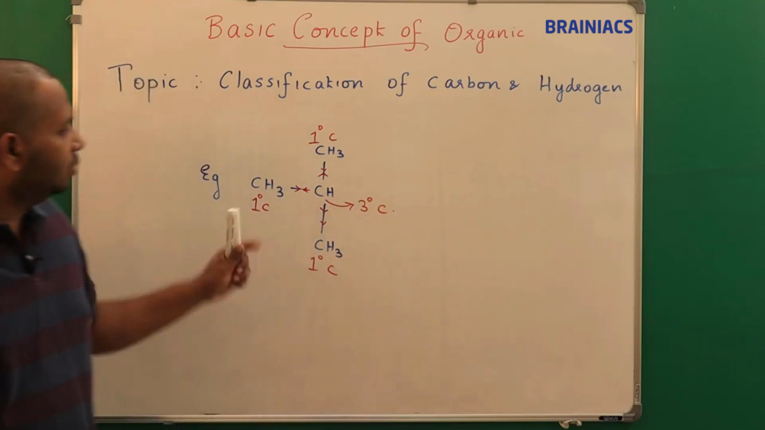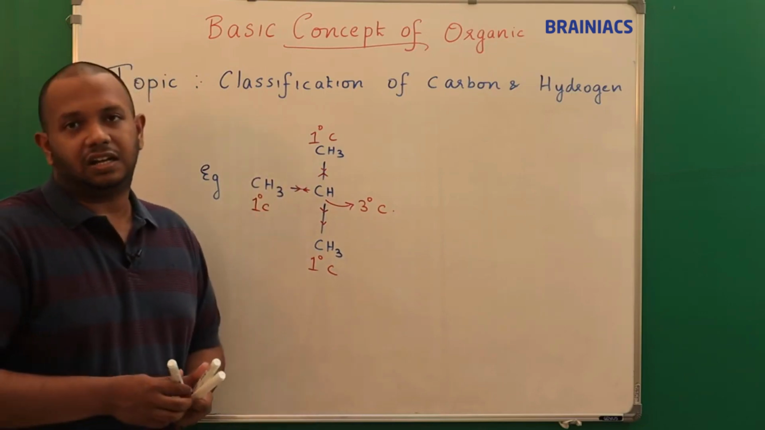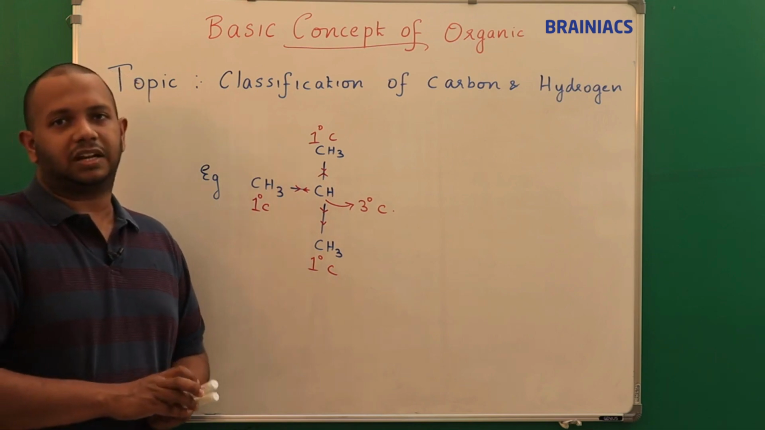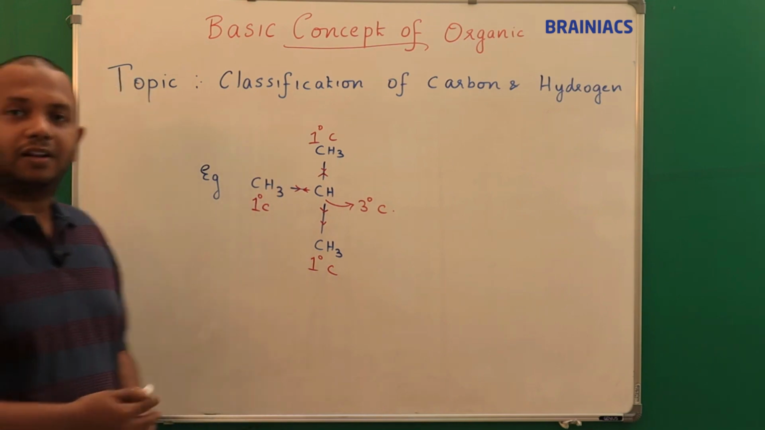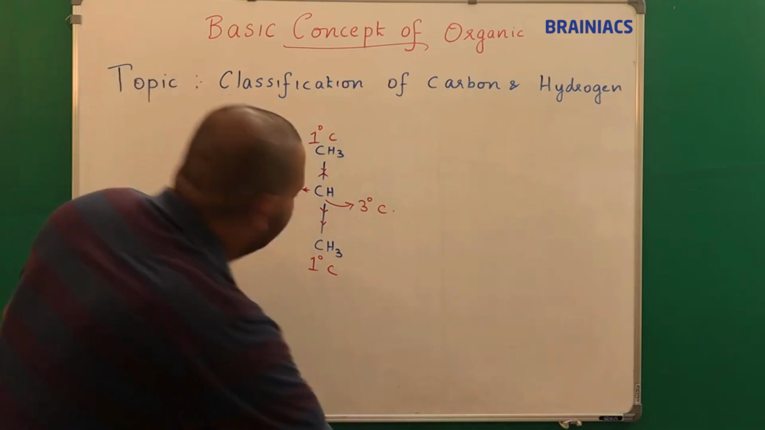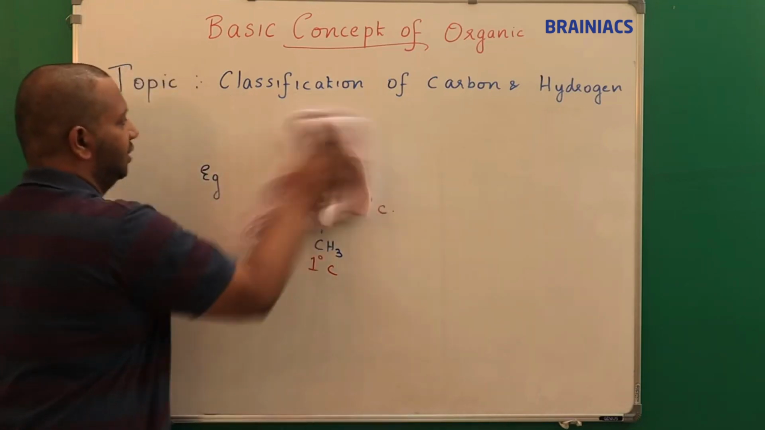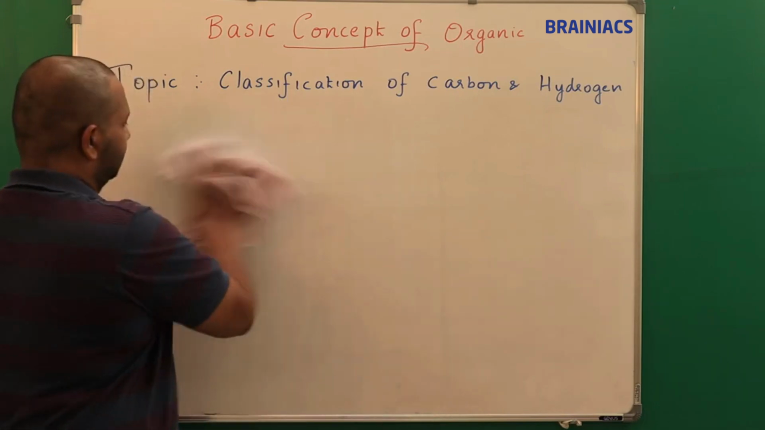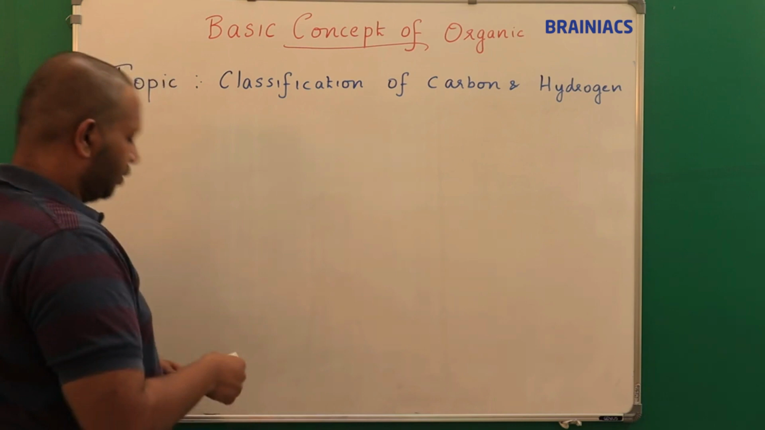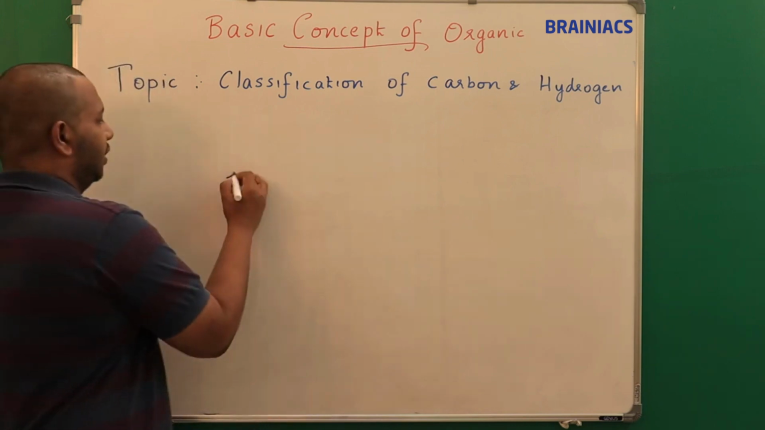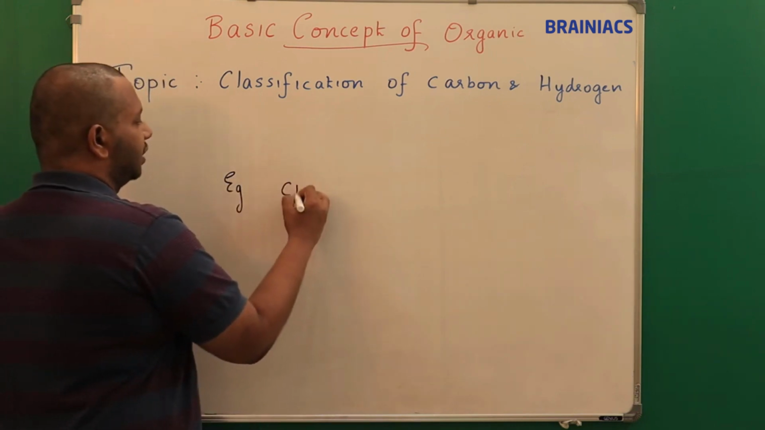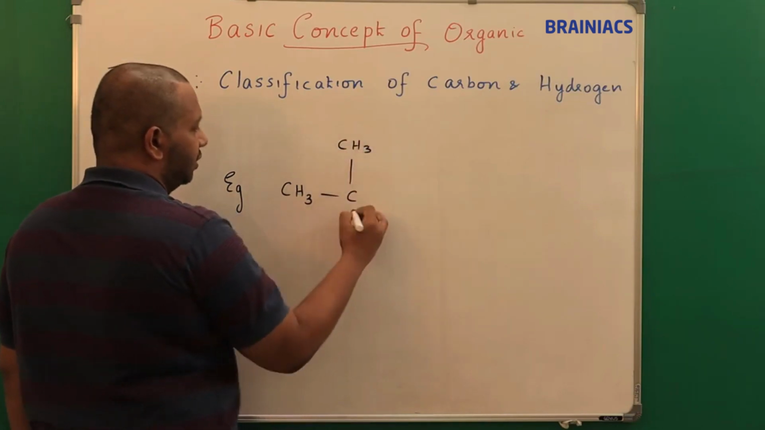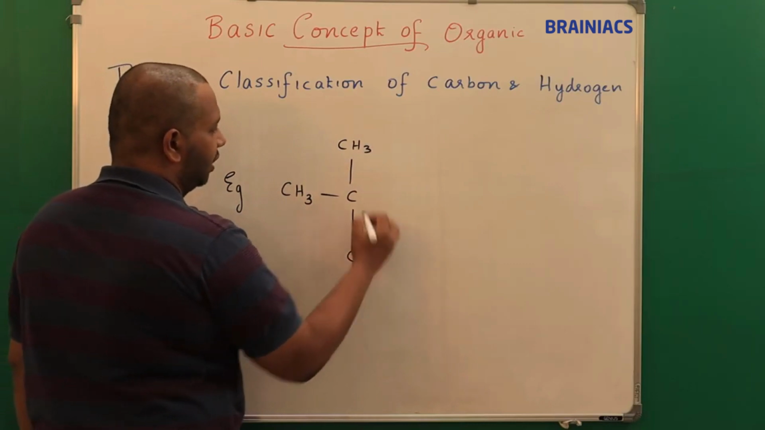Understood? So this is how we will identify 3-degree carbon. 3-degree carbon is also called what? Tertiary carbon atom. Correct? Now let's see an example for understanding a 4-degree carbon atom. Okay? So let's see how a 4-degree carbon atom looks like. I will draw you one example for that. So let's see CH3, C(CH3), C(CH3) and CH3.